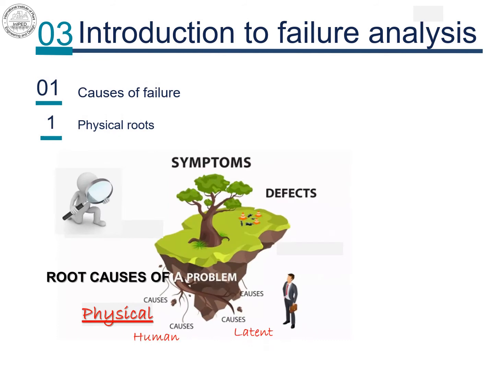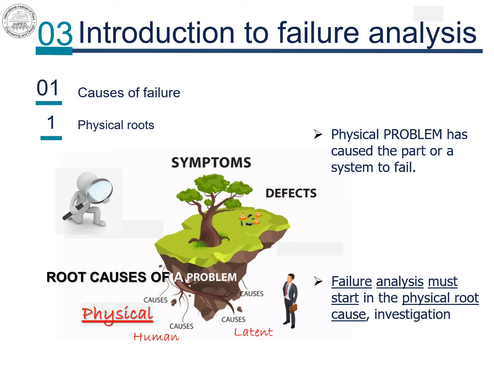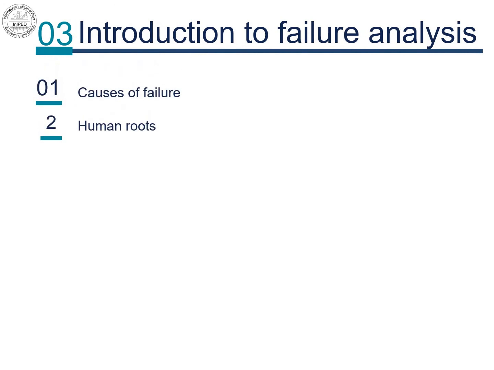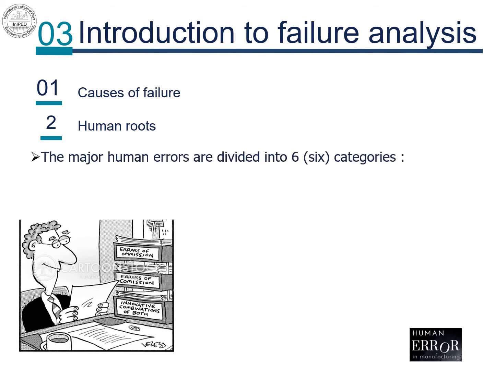Causes of failure can be found in the roots of a physical realm. The physical root of the problem is the mechanism that causes the part or the system to fail. Failure analysis must start with accurately determining the physical roots, because without that knowledge, actual human and latent roots cannot be detected and corrected. The human roots are those human errors that result in mechanisms which cause physical failures. The major human errors are divided into 6 categories as follows.